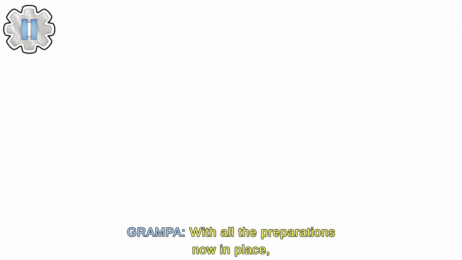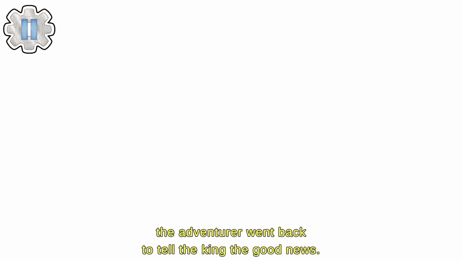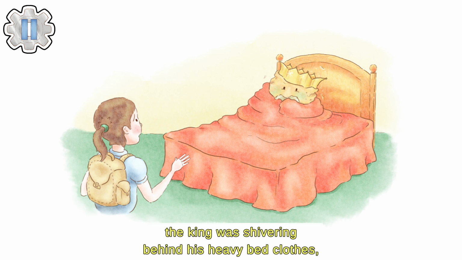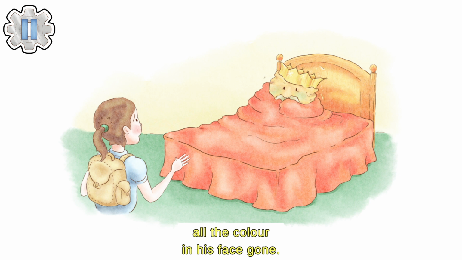With all the preparations now in place, the adventurer went back to tell the king the good news. When she arrived, the king was shivering behind his heavy bedclothes, all the color in his face gone. Opposite to a large bed with royal red bed sheets stands Annie the Adventurer. She is concerned for the king.